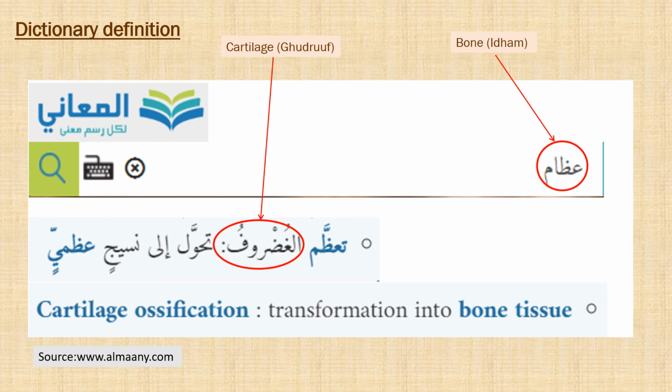Even in Arabic dictionaries, such as this popular one called Al-Ma'ani, under the word for bone, azam, it still makes a distinction and uses the word gudruf, cartilage, to say it is the cartilage and its ossification that eventually becomes the bone.